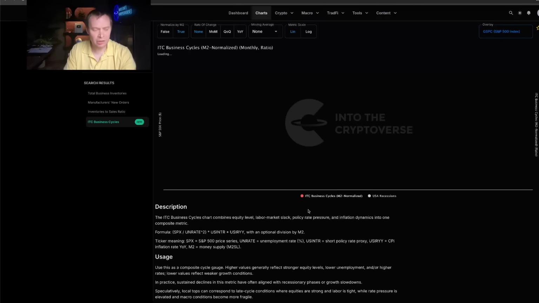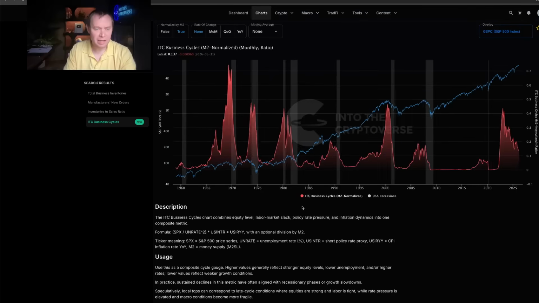And this chart was created by taking the S&P 500. We don't have to put the S&P 500 in there, but I put it in there because a lot of times I think it makes sense for people to understand things through the lens of something they're probably invested in. So we have the S&P 500 divided by the unemployment rate squared times interest rates in the United States times the inflation rate year over year. We then divide all of that by the money supply. And when you do that, you get a chart that looks like this.